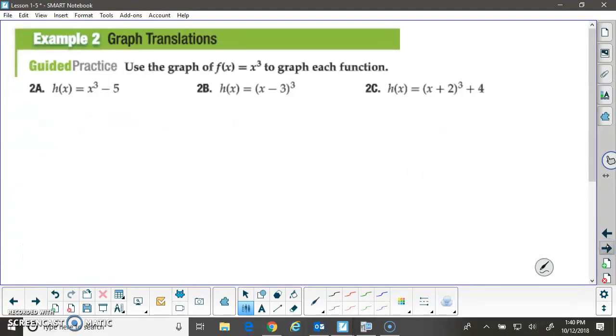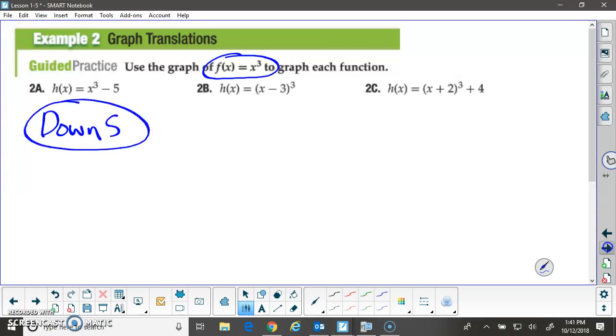More of the same, just no graphs here. This time we're using a parent function of a cubic, x to the third. And if you look at 2a, we've got a minus 5. That's going to affect the graph. Now you have to ask yourself, is the minus 5 inside or outside? Well, the inside part would have to be raised to the third power. So this minus 5 is on the outside. So that's just going to move it down 5.